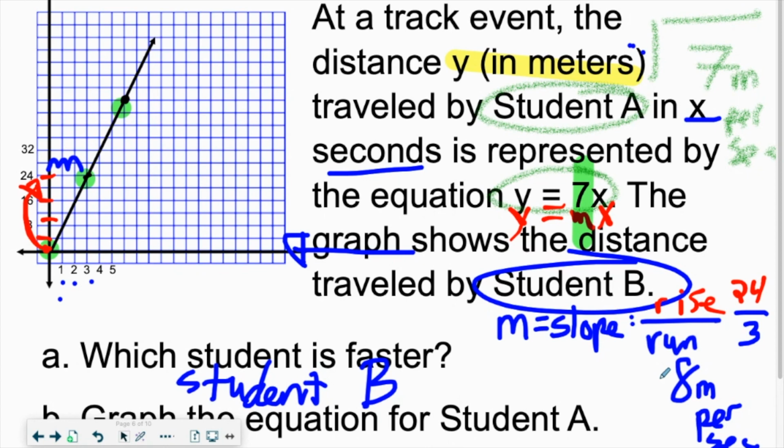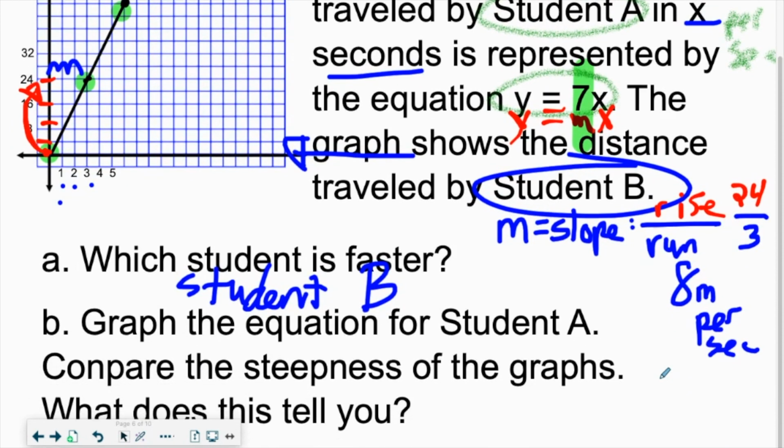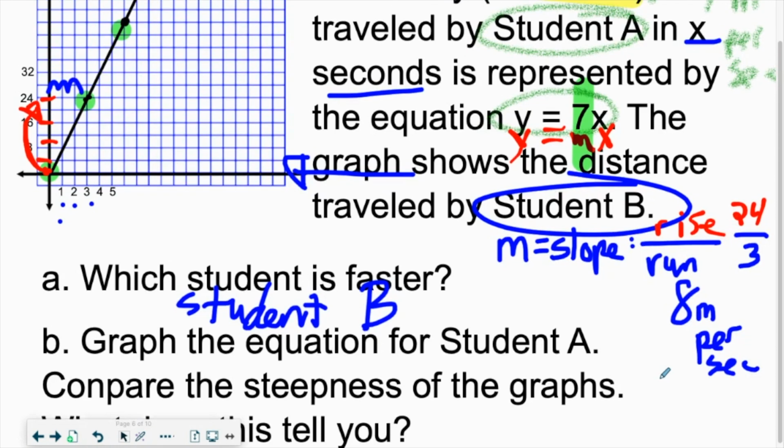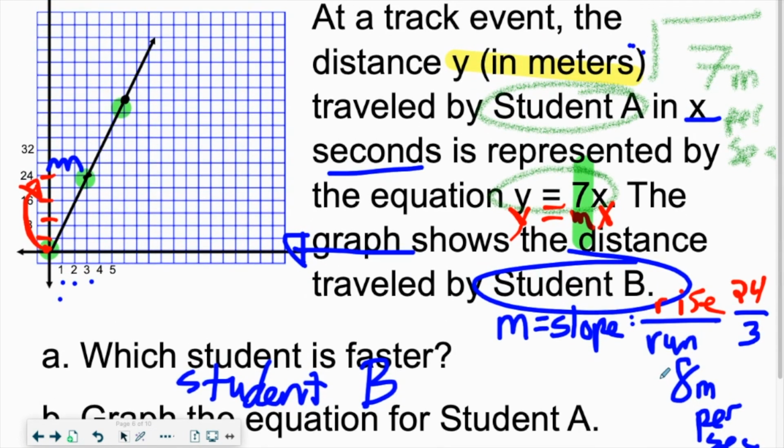Part B, not student B. Part B, it says graph the equation for student A. Compare the steepness of the graphs. What does this tell you? If you hear the gun go off and don't move in the track meet, how far have you gone? If you don't move, do you move at all? No. That gives you 0. So that means our first point is here at 0, 0.